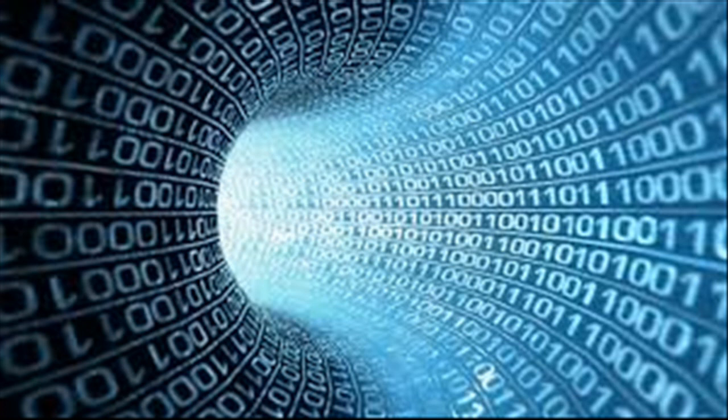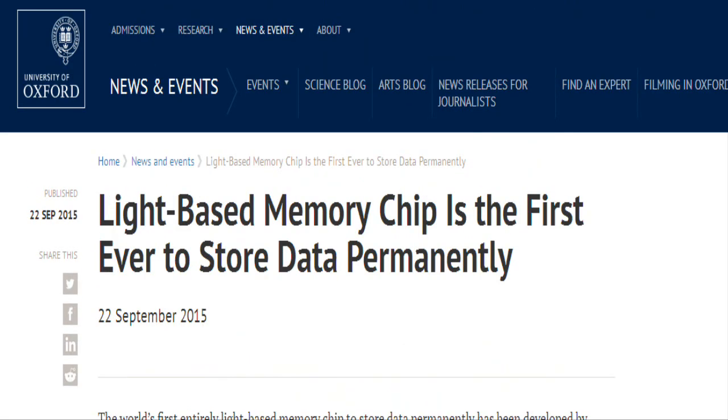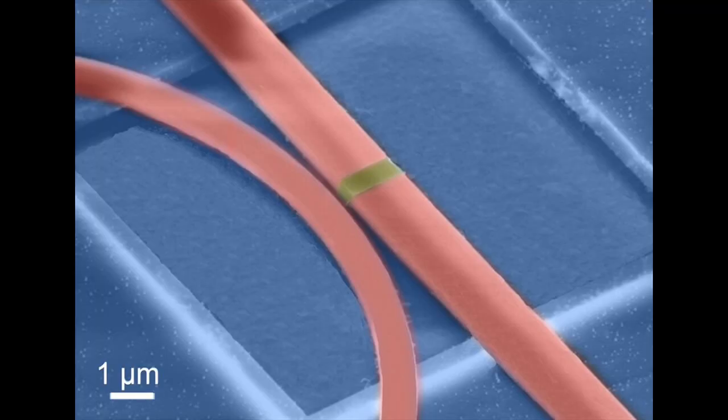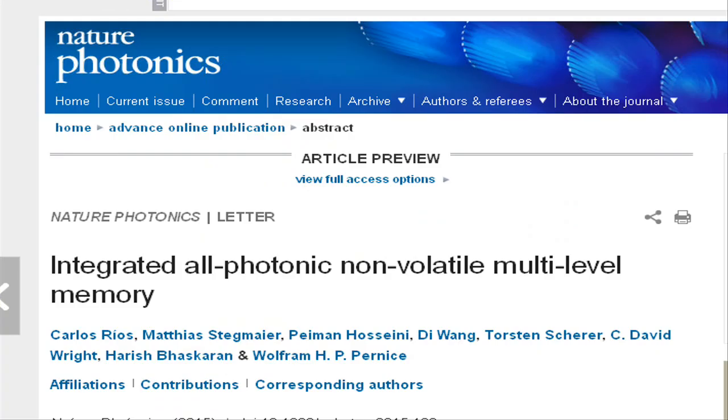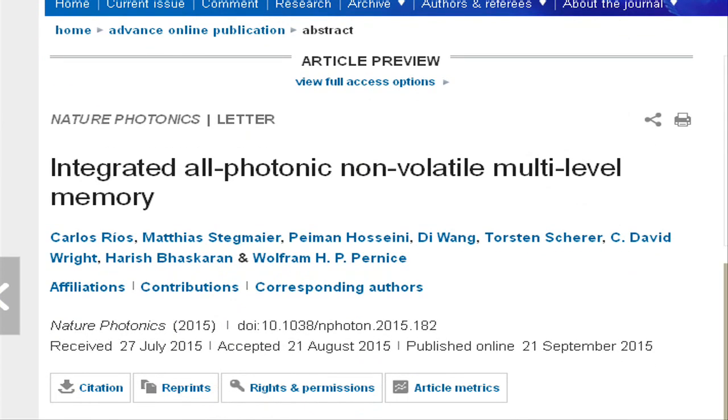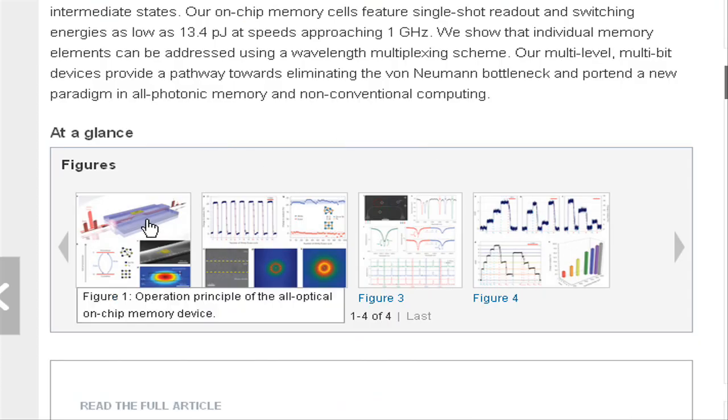For many applications, such as computer disk drives, it is essential to be able to store data indefinitely, with or without power. Now, an international team of researchers, including researchers from Oxford University, has produced the world's first all-photonic non-volatile memory chip. The new device uses the phase change material, GST, the same as that used in rewritable CDs and DVDs, to store data. This material can be made to assume an amorphous state like a glass or a crystalline state like a metal by using either electrical or optical pulses.